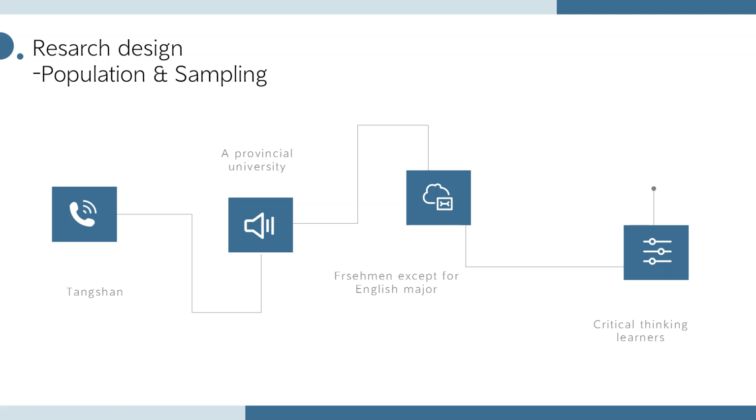It is convenient for the researcher, as a teacher in this university, to monitor the research process and data collection. There are about 200 students who will be randomly chosen to learn critical thinking skills in EFL lessons. The random sampling can avoid bias and ensure equality in the research.